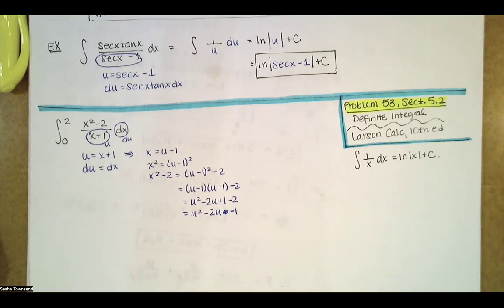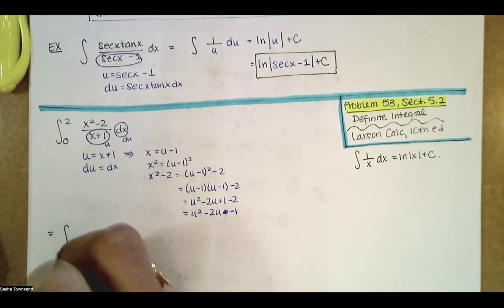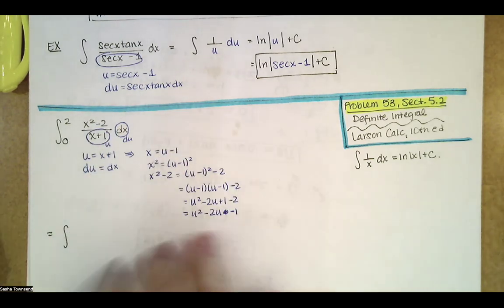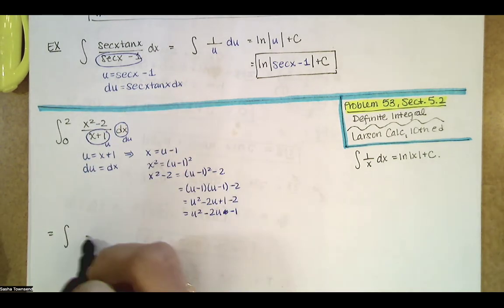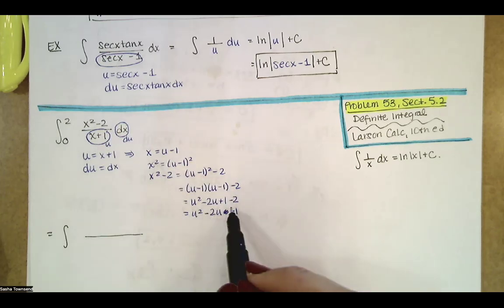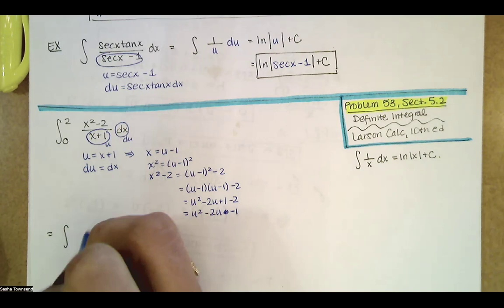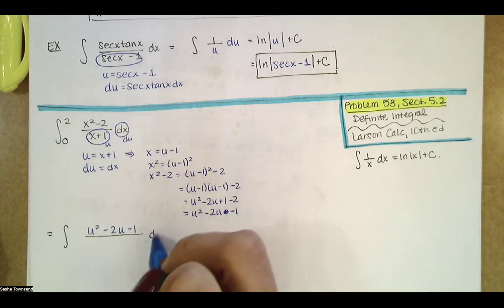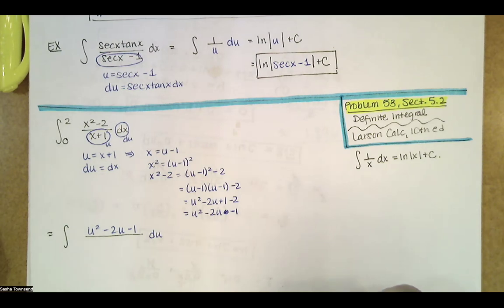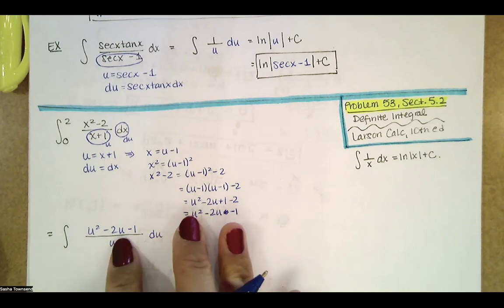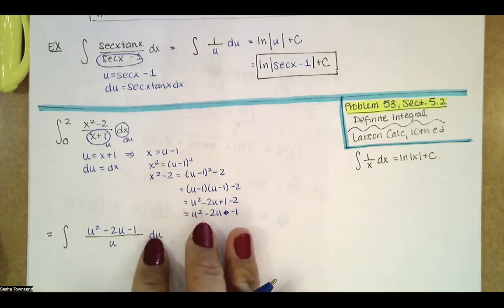Okay, well, do I have a basic rule for that? Well, not yet. But with that u in the denominator, we can separate the numerator and then we'll be able to evaluate it. So we'll replace that x squared minus 2 with whatever it is in terms of u, which was this u squared minus 2u minus 1. And then the dx is the same as du because our u is just x plus 1. And then u is that denominator. So we've written our integrand in terms of u. We've written our dx in terms of u.